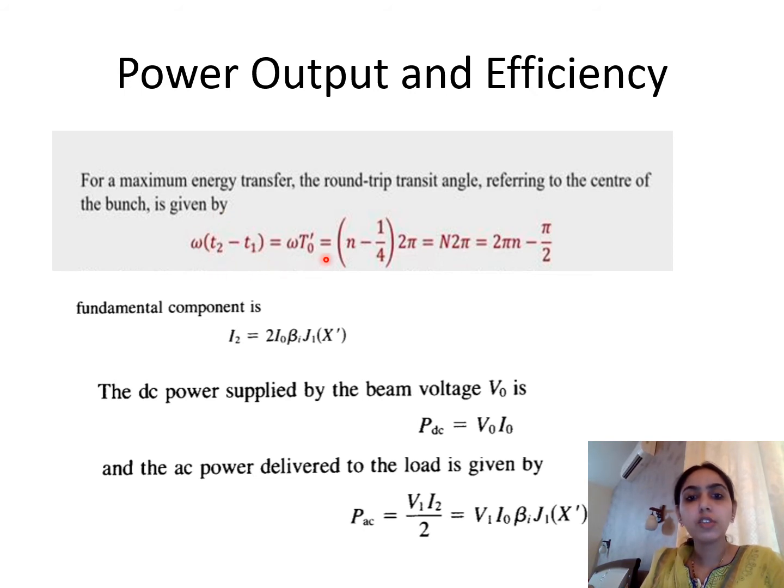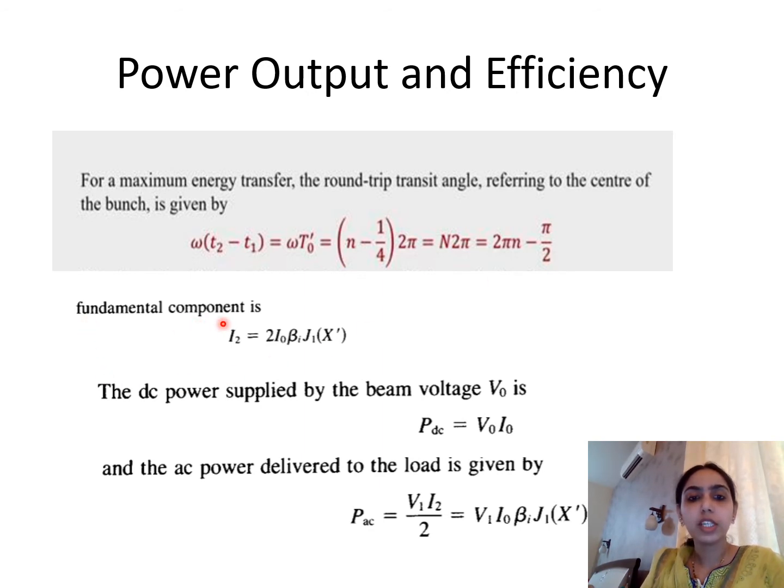Referring to the center of the bunch, this will be n minus 1/4 of 2 pi, or capital N into 2 pi. Here capital N is n minus 1/4. Capital N denotes the total number of modes, and small n can be any integer for any cycle number. So we can write the expression for the round trip transit angle as 2 pi n minus pi by 2.